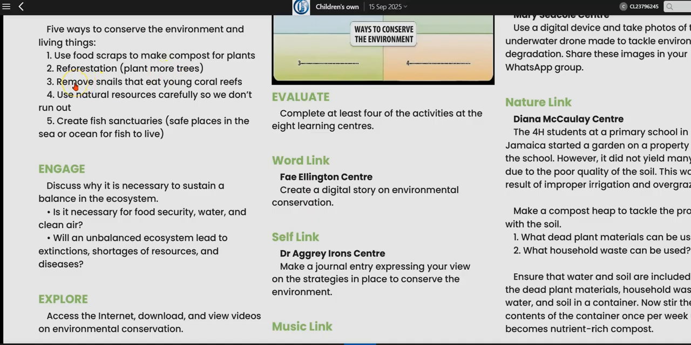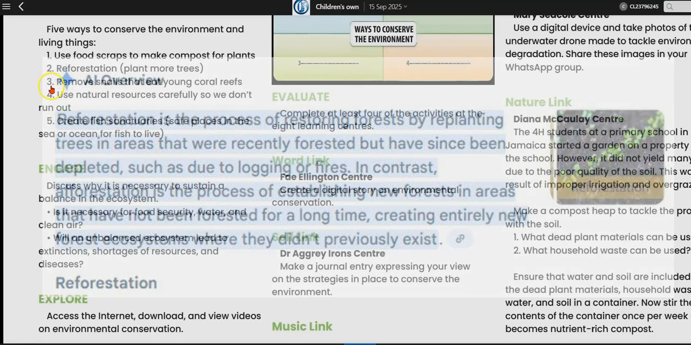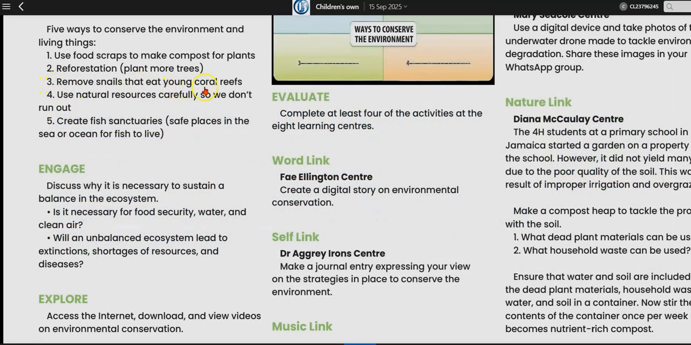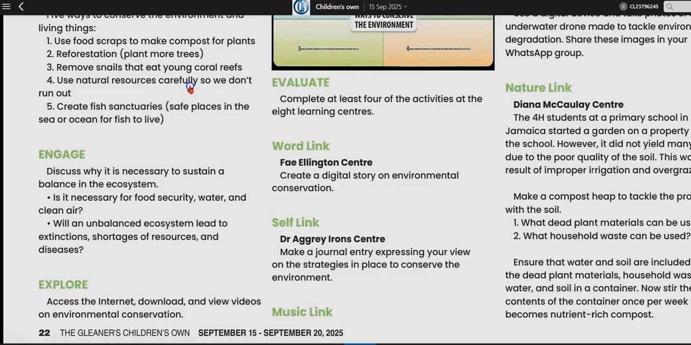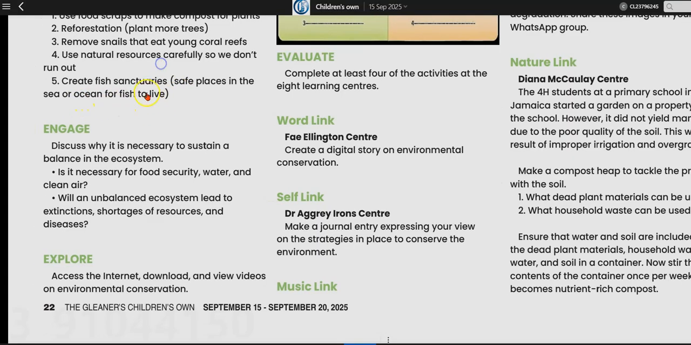and then give that to the plants. Another way, 2. Reforestation, which means to plant more trees. Now, guys, get this early. There is reforestation and there's afforestation. So you need to know that. Go ahead, check that out. What is the difference between reforestation and afforestation? Let's go with 3. Remove snails that eat young coral reefs. All right, so we have some sea snails there that we'll have to deal with. 4. Use natural resources carefully so we don't run out. 5. Create fish sanctuaries, that's a safe place in the sea or ocean for fish to live.